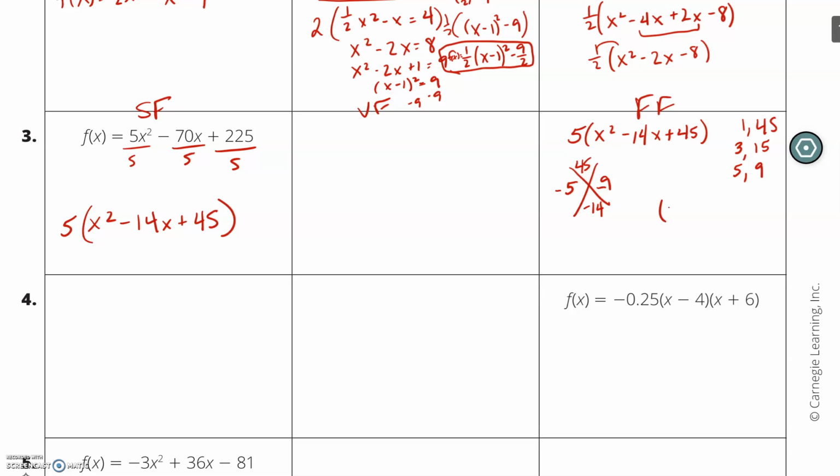So our two factors are going to be x minus 5 times x minus 9. And don't forget about the 5 we took out at the beginning. Write our function notation, and that would be that equation in factored form.